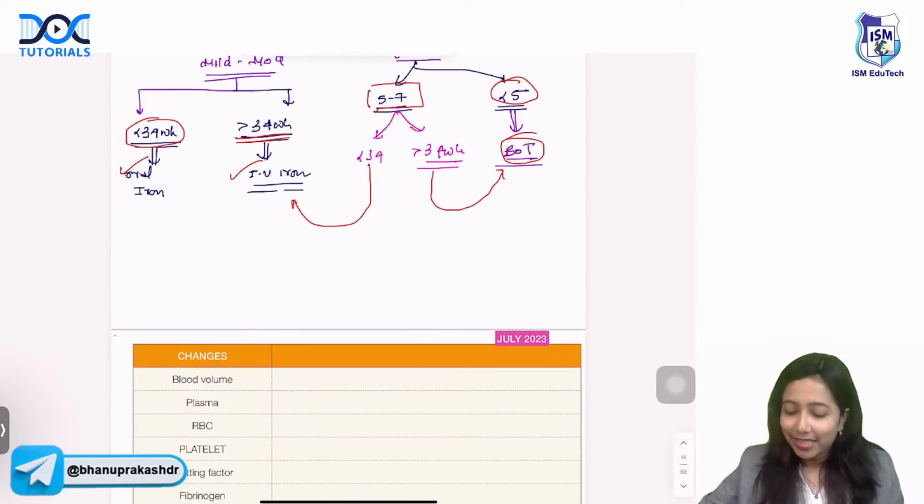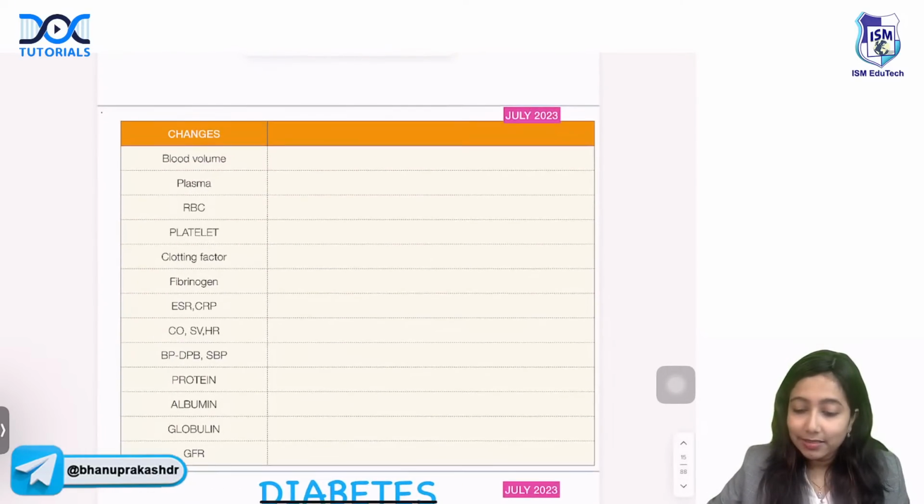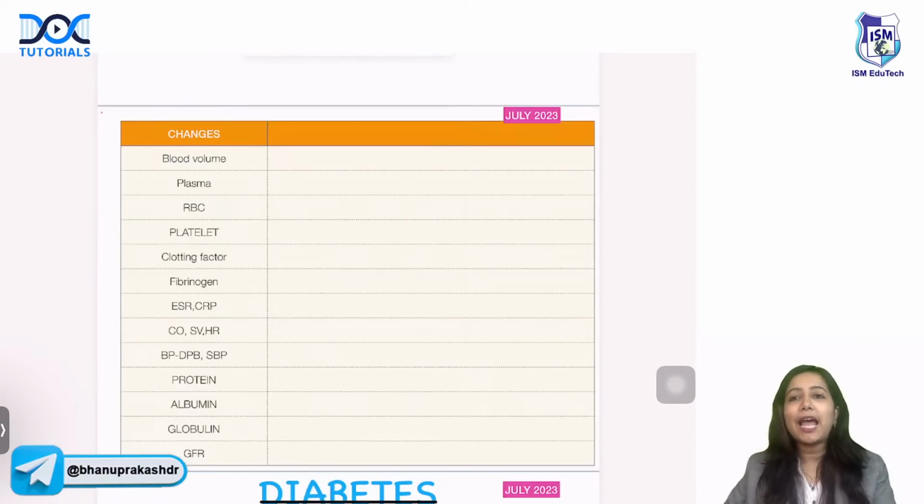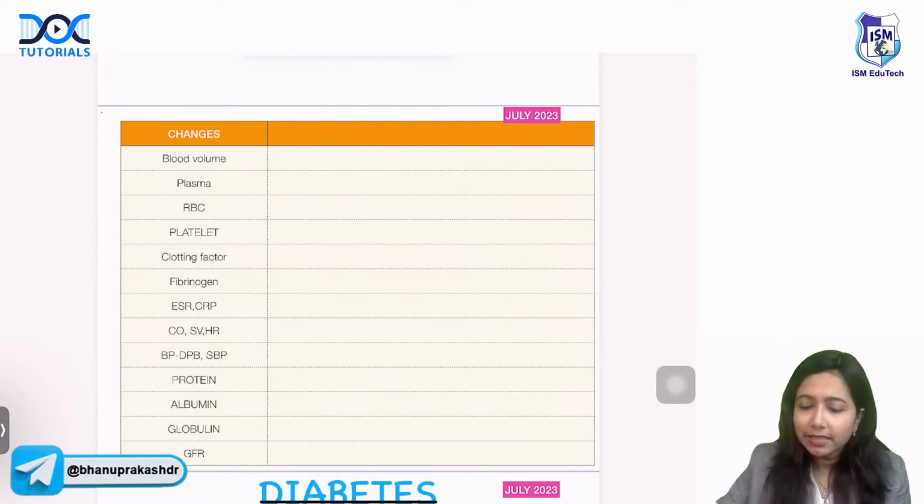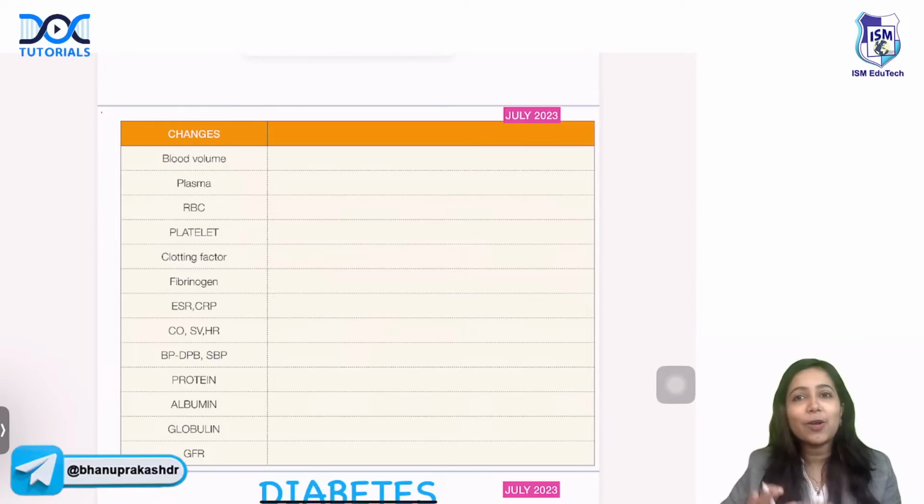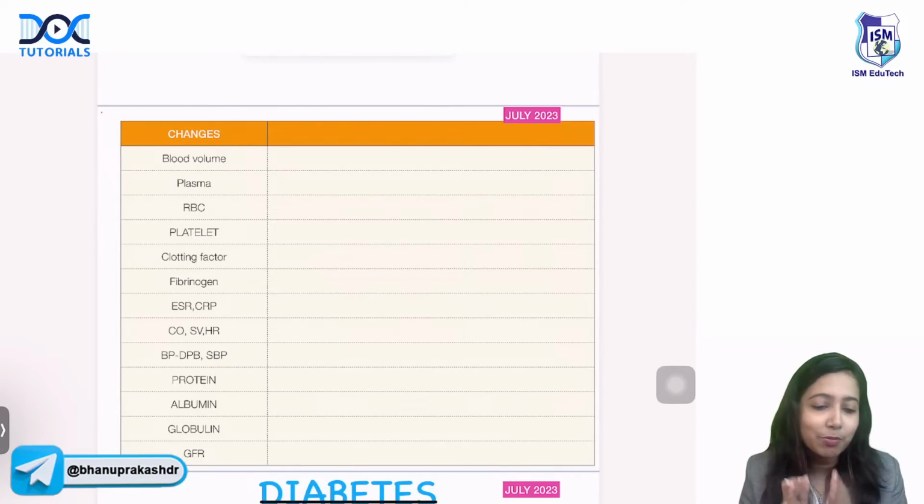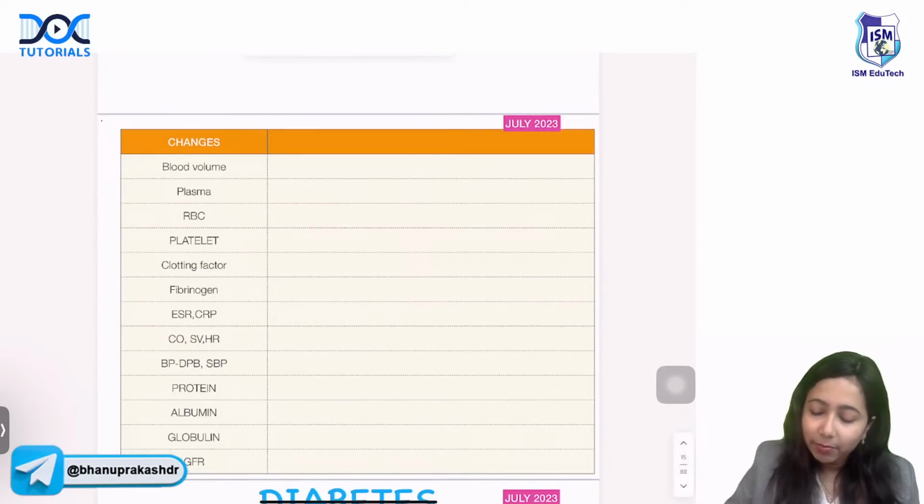Okay. So now let's discuss some of the physiological changes that happen during pregnancy. These physiological changes have been asked multiple times. I know there is a lot to remember, but this is a simplified box of the major physiological changes that you must know. All right. So the blood volume.